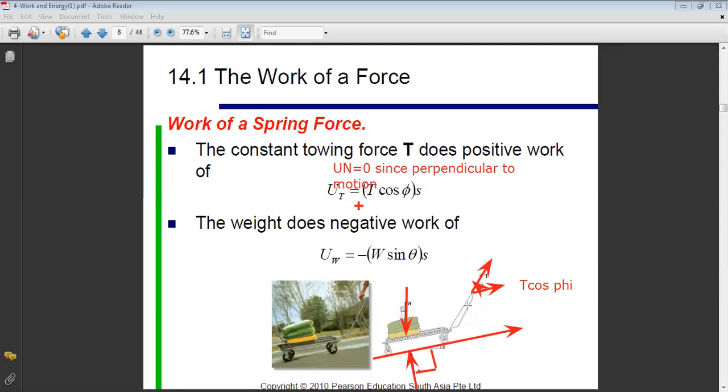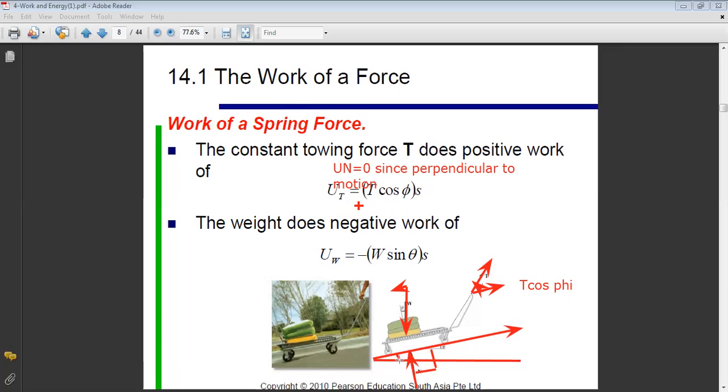On the other hand, if I consider the weight, if I project the weight on my line of motion, it will be like this. It will be downward. So the projection of the weight is down, then it will have a negative work. And now to project, I need the angle. And you know that this is an inclined line, and they gave me that this is theta here.